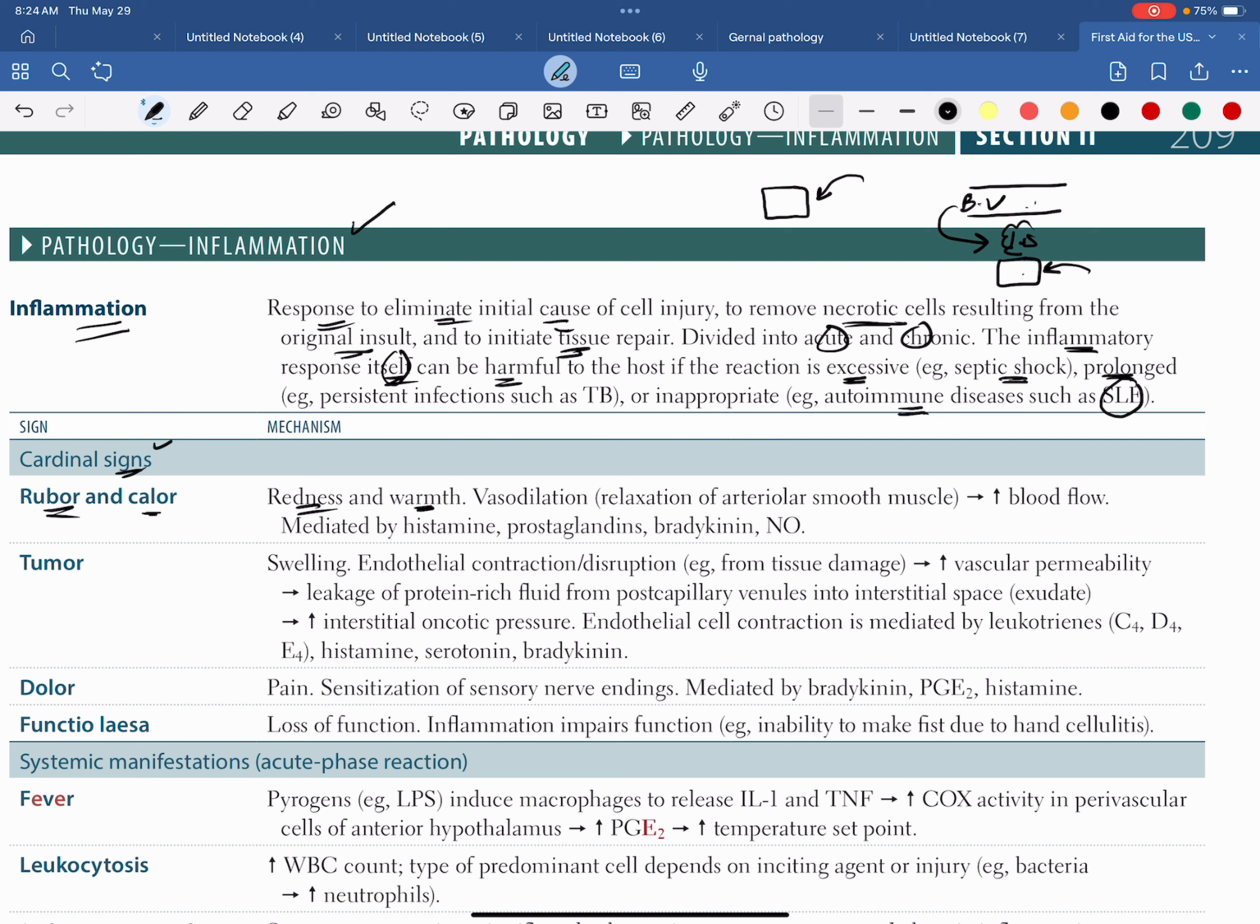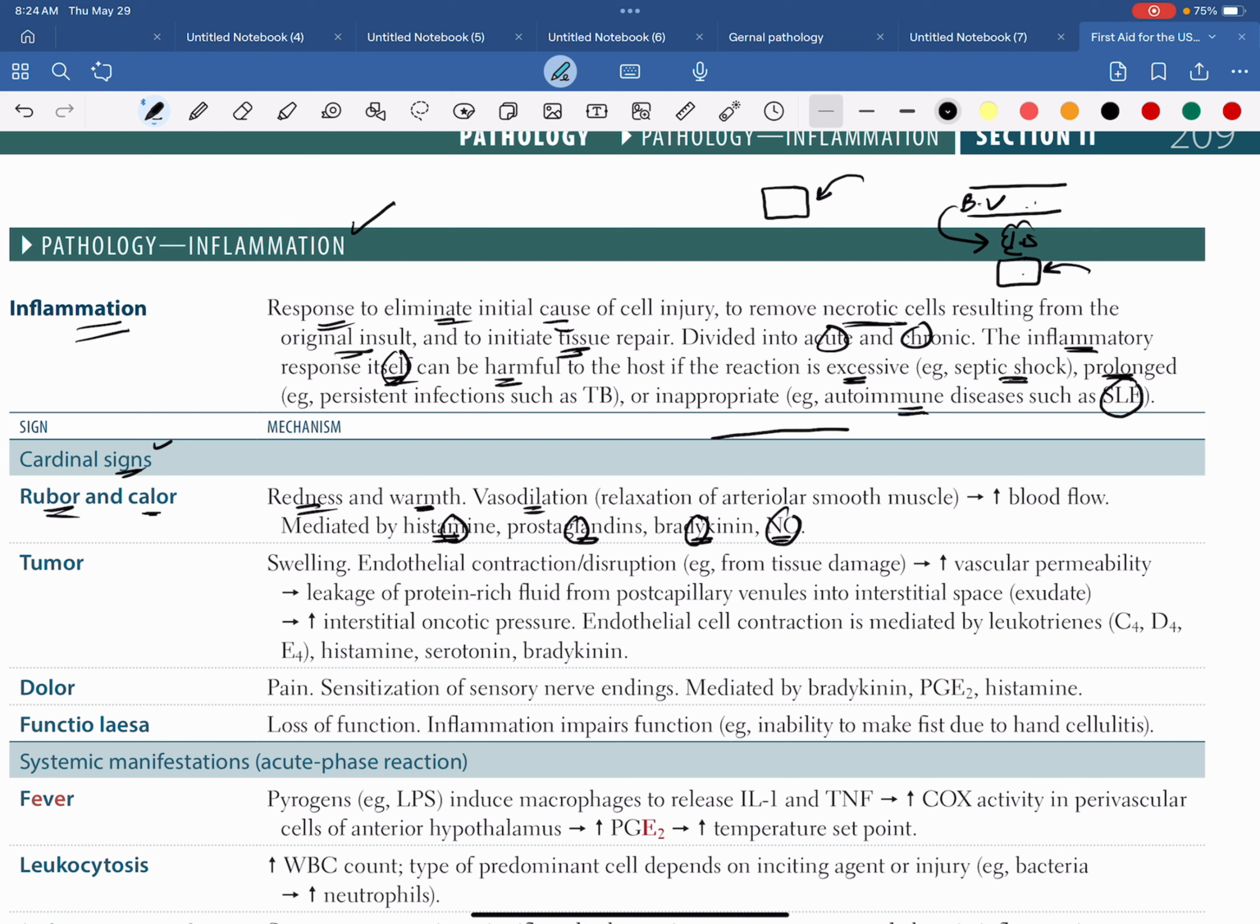Basically, when there is inflammation, different kinds of cytokines are going to be produced. During the inflammation there is production of histamine, prostaglandin, bradykinin, and nitric oxide. These are the chemical mediators that are produced during the inflammation. If histamine, prostaglandin, bradykinin and nitric oxide are produced, they will lead to vasodilation.